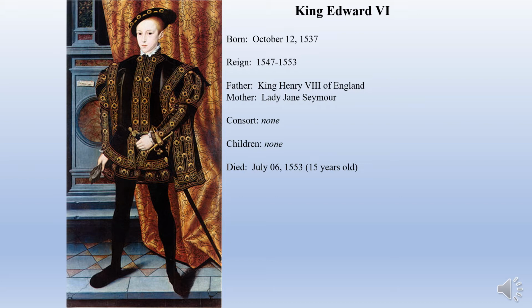He'll never marry. He never has children. And throughout most of his reign, he is ill. He is a very sickly child, very thin, not very healthy, was always coming down with colds and flus. And we do know that the final disease that ended him was most likely tuberculosis. Tuberculosis was a terrible problem in the 1500s in Europe.